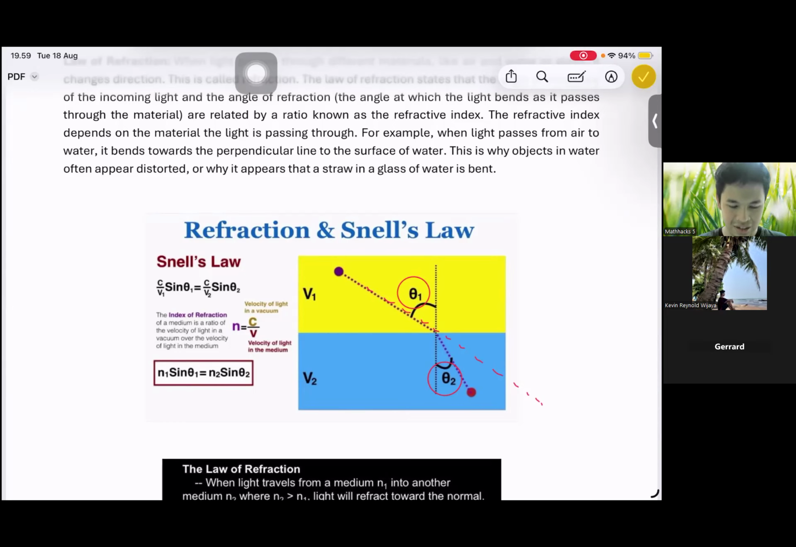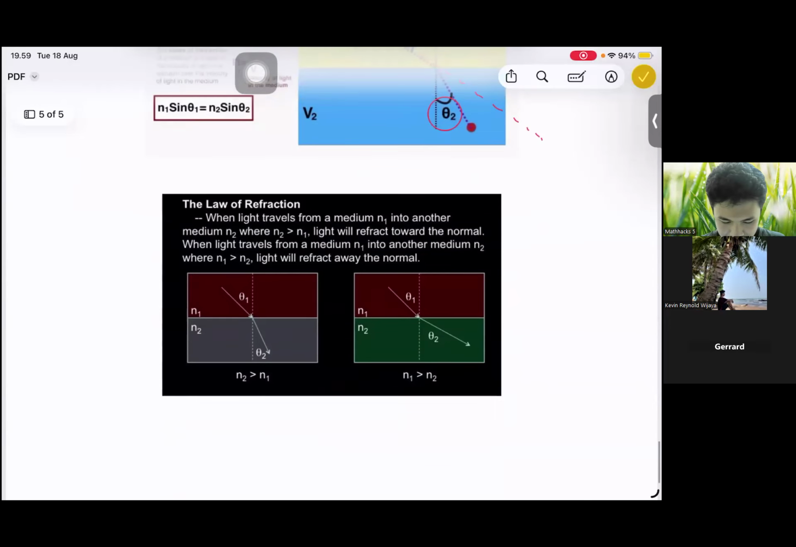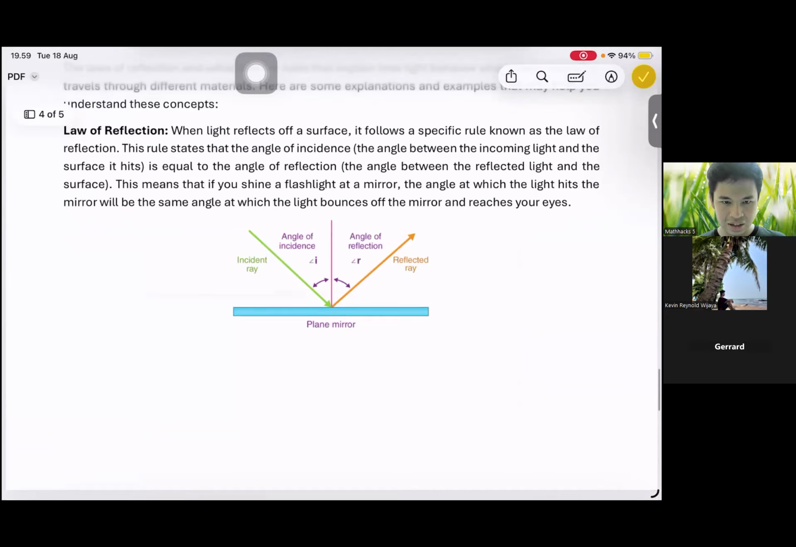through the matter. And then reflection is something like a mirror. When you see yourself in the mirror, you can see the mirror image of yourself. It is because of the phenomenon of reflection.